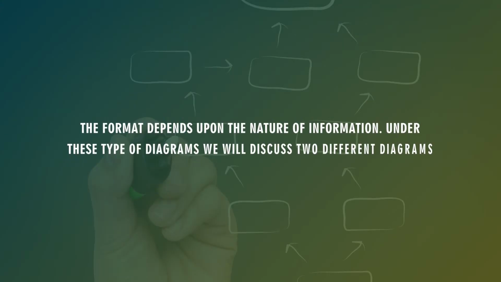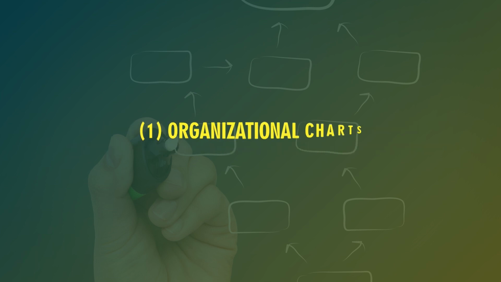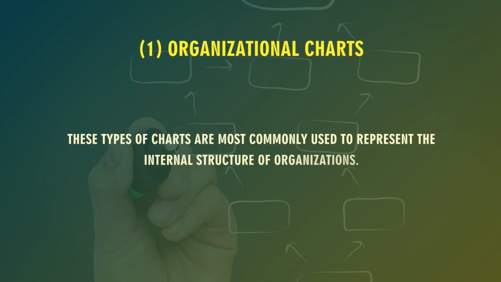And on the other hand, when you talk about the diagrammatical presentation, there are some other ways of presenting things. It could be the organizational chart or flow chart. If we talk about the qualitative way of presenting the data, the format depends on the nature of information, and under these two diagrams we will discuss two different types: the organizational chart and flow charts. If we emphasize the organizational chart, we can take an example of our university, and these types of charts are most commonly used to represent the internal structure of an organization.